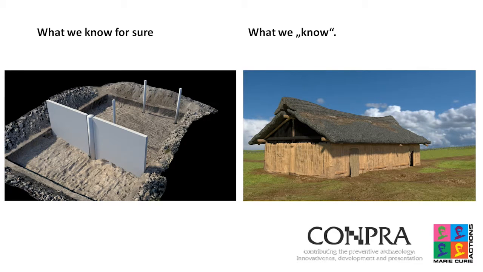We know for sure that there was a division wall because we found it. It was 40 centimeters high in situ. We know that these post holes belonged to timber that was holding the construction of the wall and the floor and the roof. But what we know, and the hyphen, is the final look on the right.